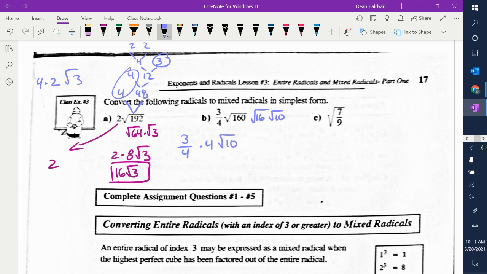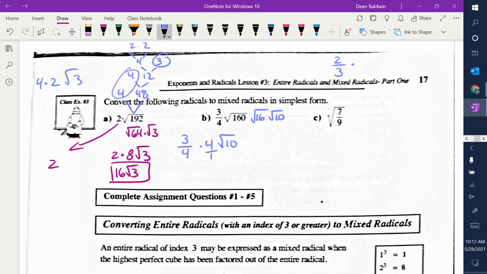So now I have 3/4 times 4. Now you can do it on a calculator if you really want to. But does anybody remember how to multiply fractions? That's like 4/1, right? If you're multiplying fractions, it's top times top, bottom times bottom.